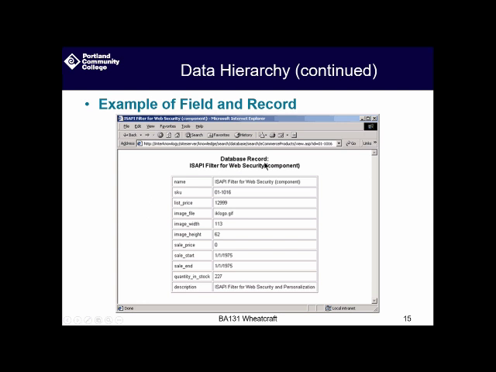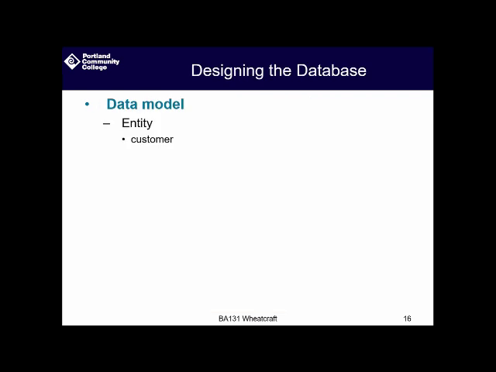So here's a field and record. You can see it says right here, database record. All the data listed on here is called one record. Each of the rows is one field. So we have a field that's the SKU number, and there's the value associated with that. We have another field that's the sale price. So that's what a field and record in a database looks like.